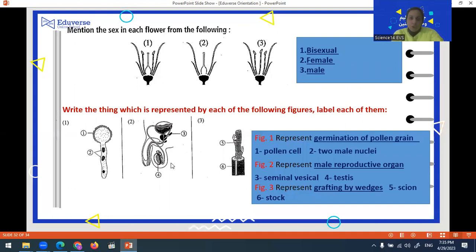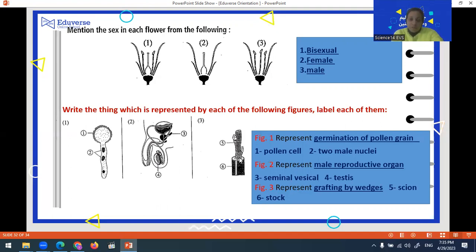Type. Figure number 2, it is of course the male reproductive organ. Number 3, what is it here? It's the seminal vesicle. Not this, the Cowper's gland, this is the seminal vesicle, and this black one is the prostate. So this is the seminal vesicle, okay? And number 4, this is the testis.